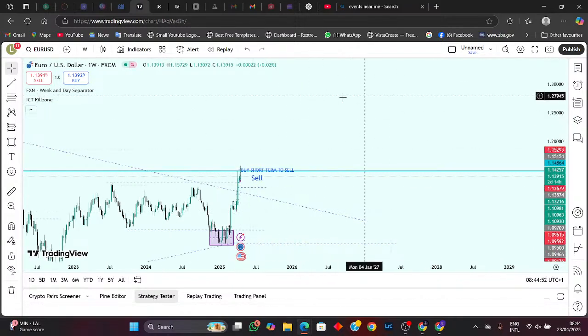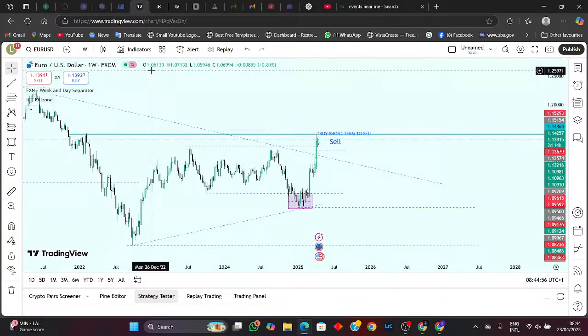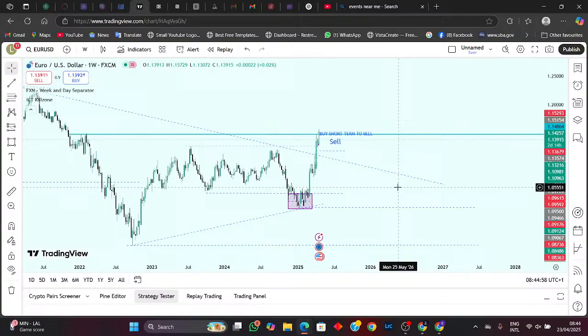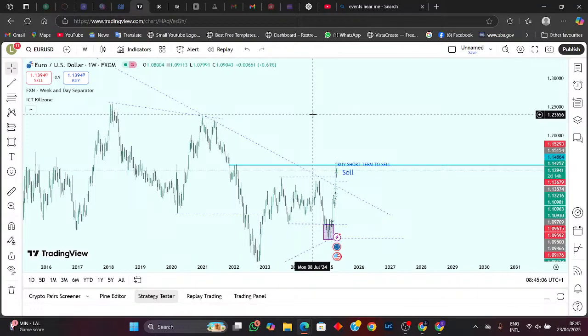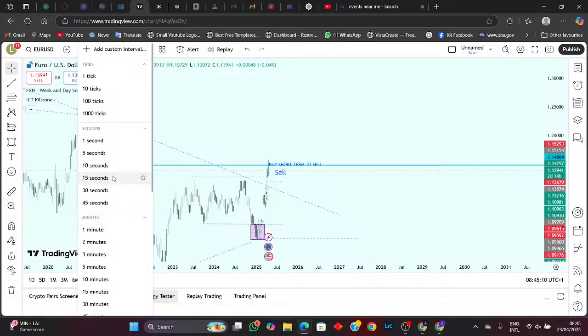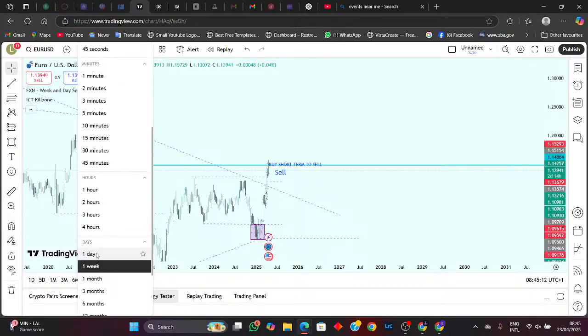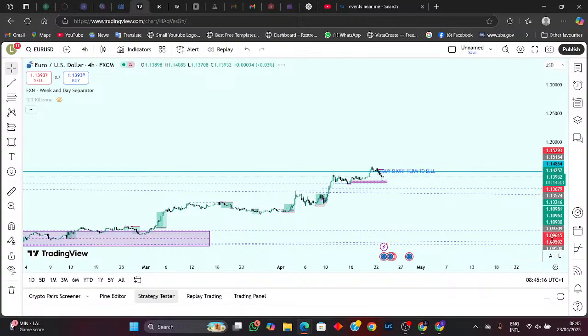I want to see some form of sell to the downside. Remember, this is the weekly time frame, so that sell may take about maybe 2 months or thereabout before we get to the point which we'll begin to look at the opposite direction. So for now, we want to stick with the sell, but we have to wait for some form of retracement. Today, let's look at what the 4 hour time frame is saying.